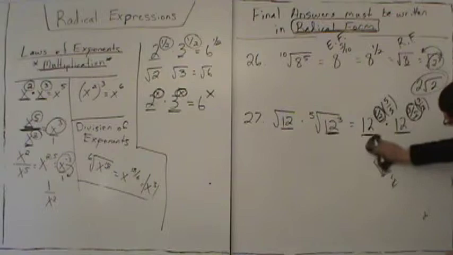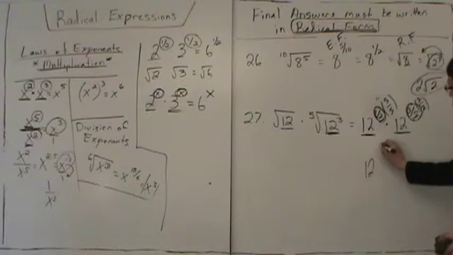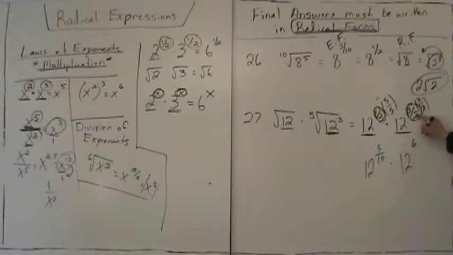Now, we end up with 1 times 5 is 5, 2 times 5 is 10, so we end up with 12 to the 5/10. And here, I'll just rewrite the problem. This is 12 to the 5/10 multiplied by 12 to the 3 times 2 is 6, 5 times 2 is 10, we get 12 to the 6/10. Now, notice the bases match. We're going to add our exponents. 5/10 plus 6/10, when we add fractions, the denominator does not change, we get 11/10.